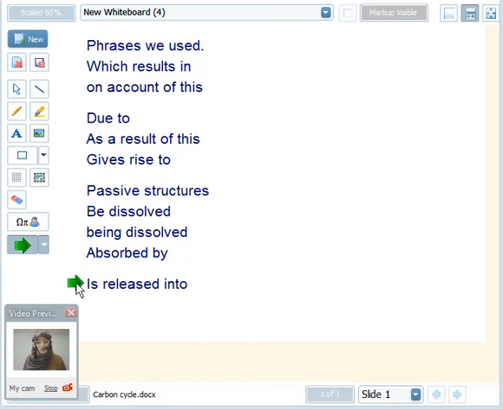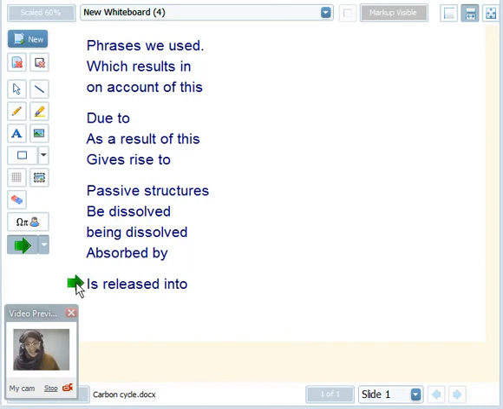Why is it important to use passive? Again, like I said before, you can't always use the perfect structures in this, and it's not possible. So it's important that you show the examiner that you are aware of how to use the passive structure. You can always use the perfect structures when you come to writing task 2. So, for example, be dissolved, being dissolved, absorbed by, is released into.